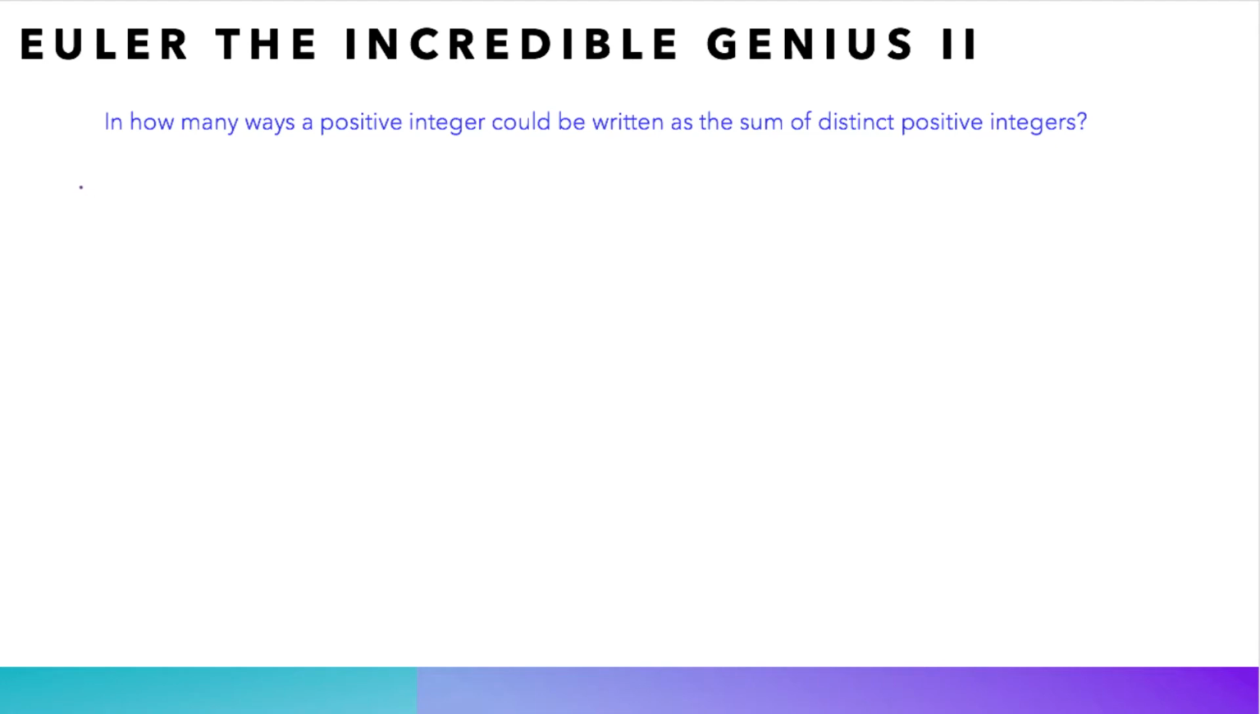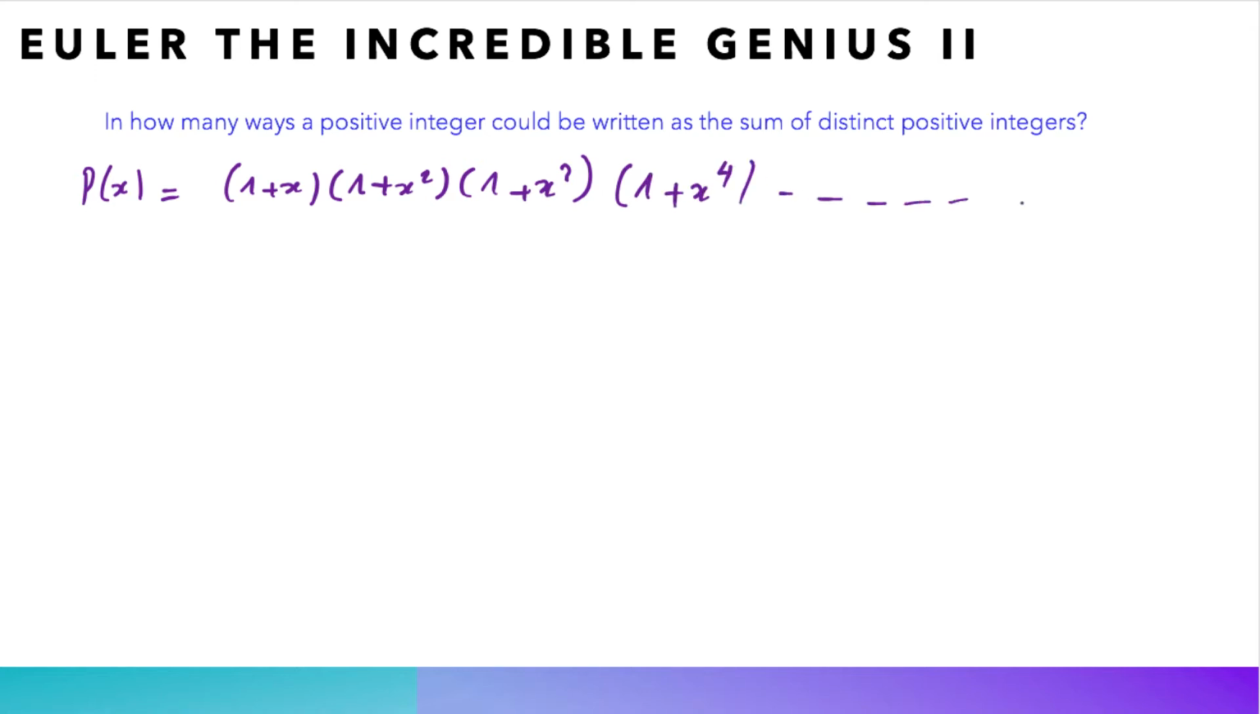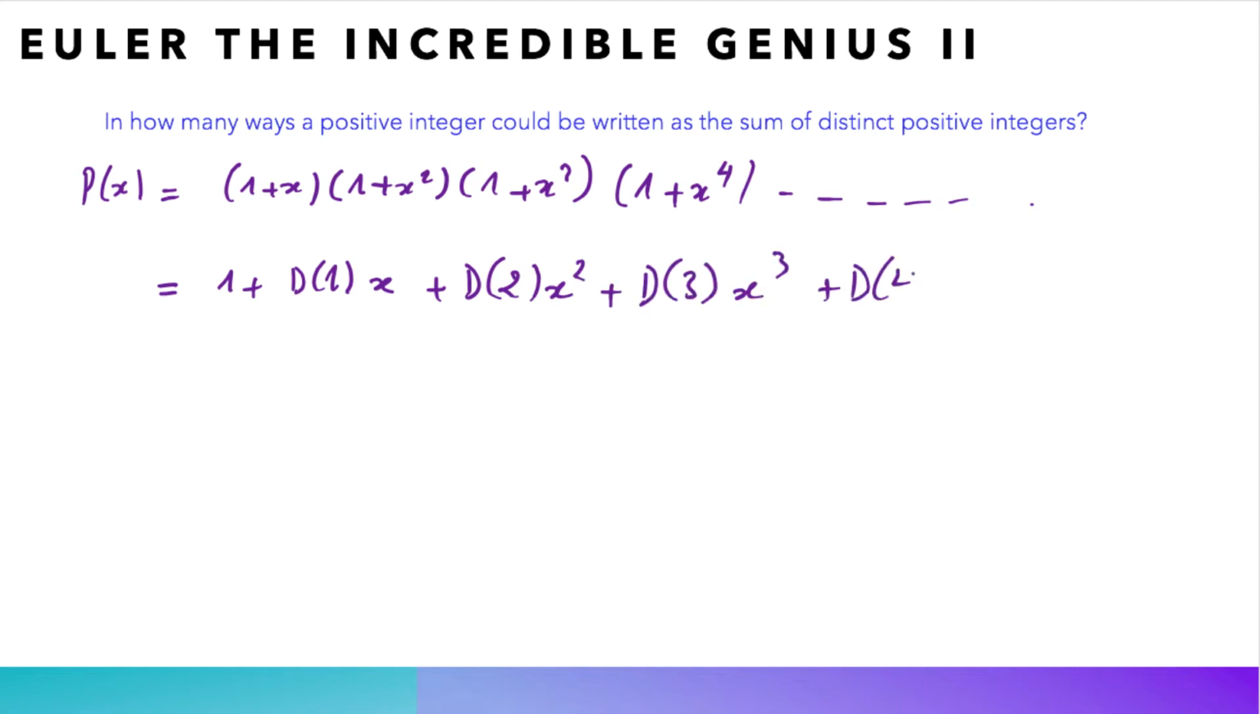Euler's idea was to take the infinite product P of x, which is equal to (1 plus x) times (1 plus x squared) times (1 plus x cubed) times (1 plus x to the 4), and so on and so forth, infinitely of course. He asserted that if we expand this infinite product, one gets 1 plus d of 1 times x plus d of 2 times x squared plus d of 3 times x cubed plus d of 4 times x to the 4th, and so on and so forth. But of course we have to do the expansion infinitely.